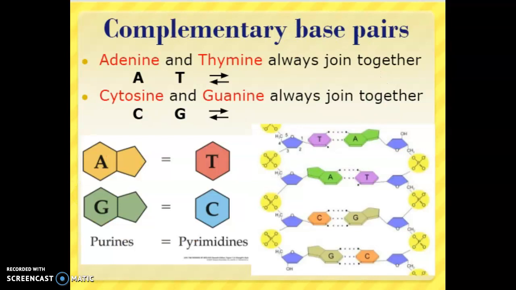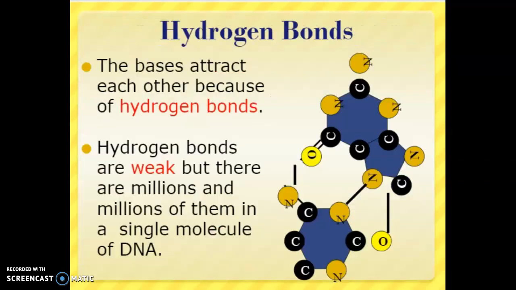Now when you're looking at the nitrogen bases, notice that adenine always has to pair with thymine, and cytosine always has to pair with guanine. So A always pairs with T, and C always pairs with G. Now what holds these together are called hydrogen bonds. So if we're looking at a DNA strand, those nitrogen bases are held together by weak hydrogen bonds. And they're weak because they have to be able to separate during DNA replication.